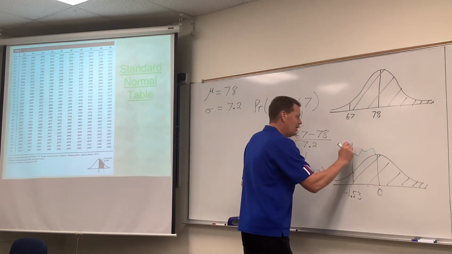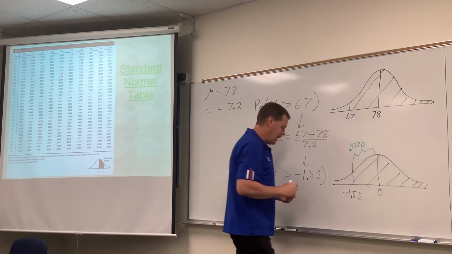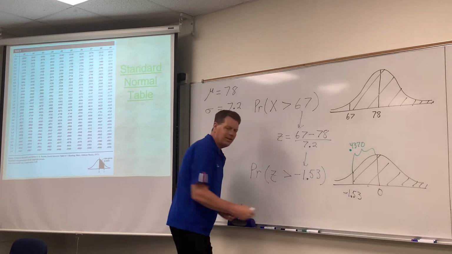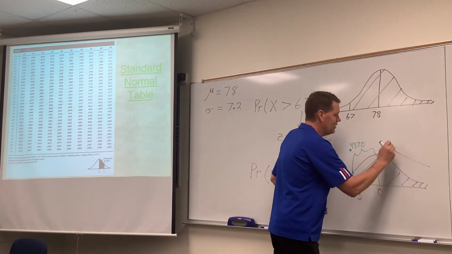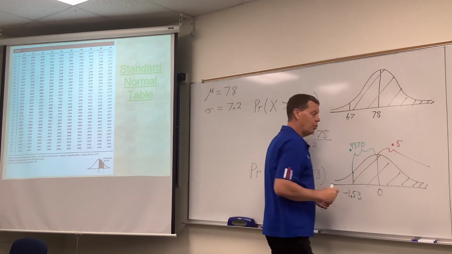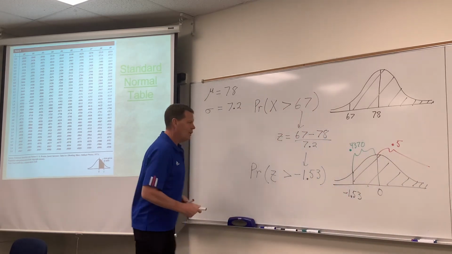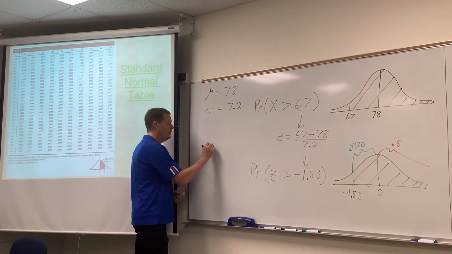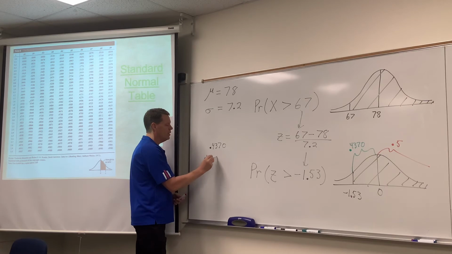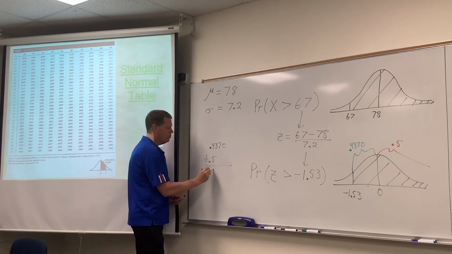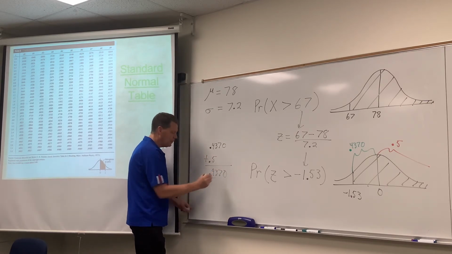0.4370 would be that particular middle sliver. And then again, according to the logic that we established on assignment 16, we would also want to add on that entire upper half of the bell curve, 0.5. So when we take that middle sliver, 0.4370, and that upper half of the bell curve and add them together, that adds up to 0.9370.